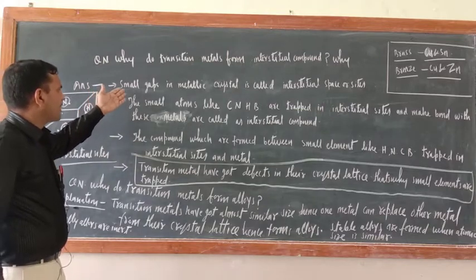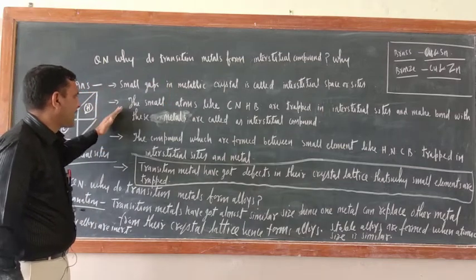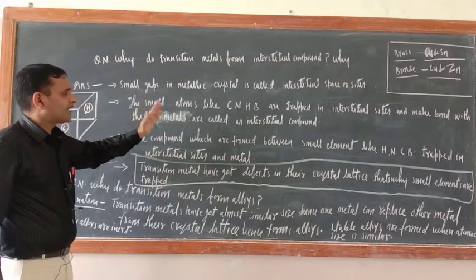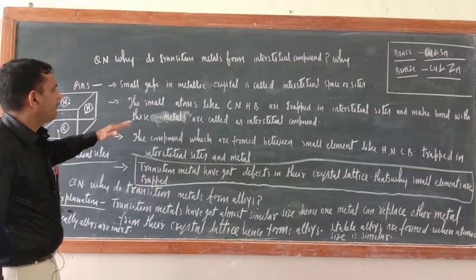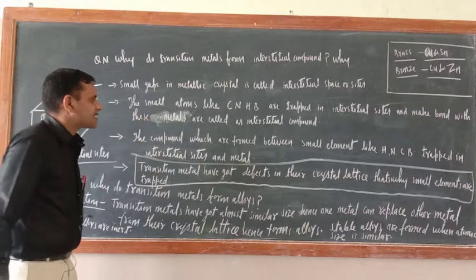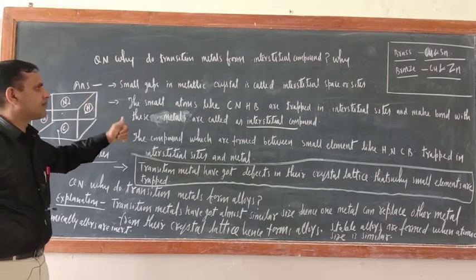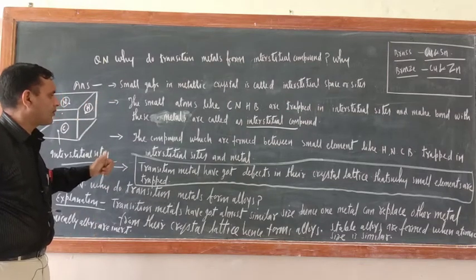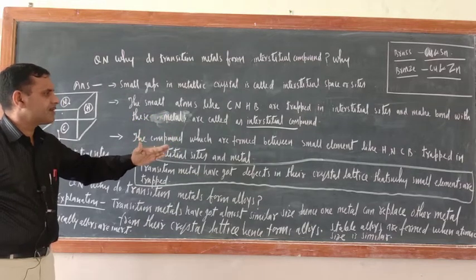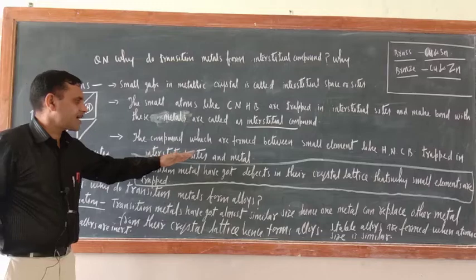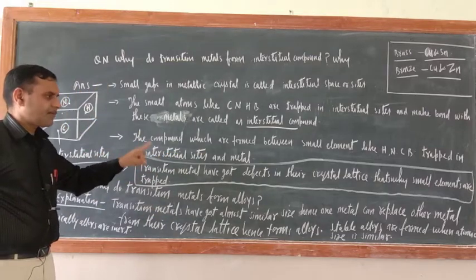Now I already wrote so many points. Small gaps in a metallic crystal are called interstitial spaces or sites. Small atoms like carbon, nitrogen, hydrogen, boron are trapped in interstitial sites and make bonds with these metals, and these are called interstitial compounds. Our basic question is, why do transition metals form interstitial compounds? The compound formed between small elements like H and C trapped in interstitial sites and the metal is known as an interstitial compound. So transition metals have got defects.